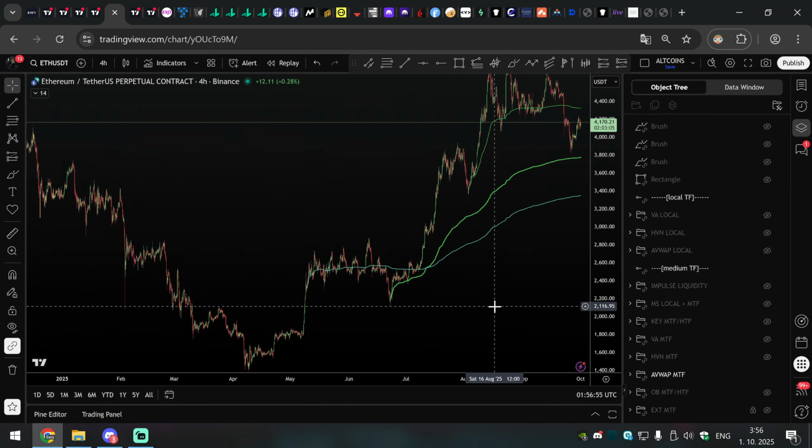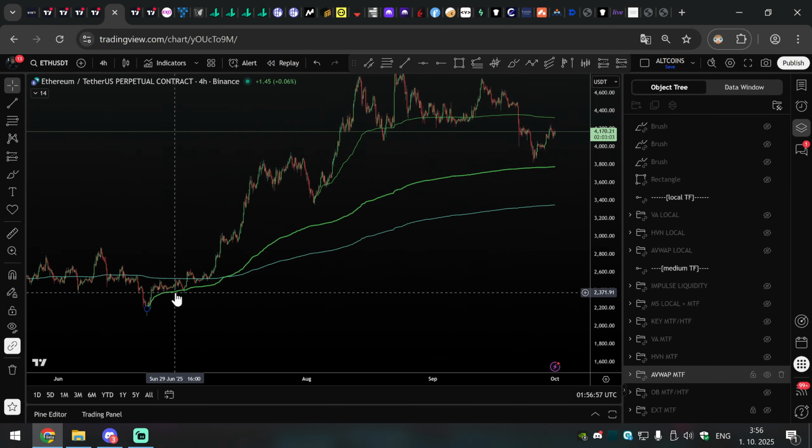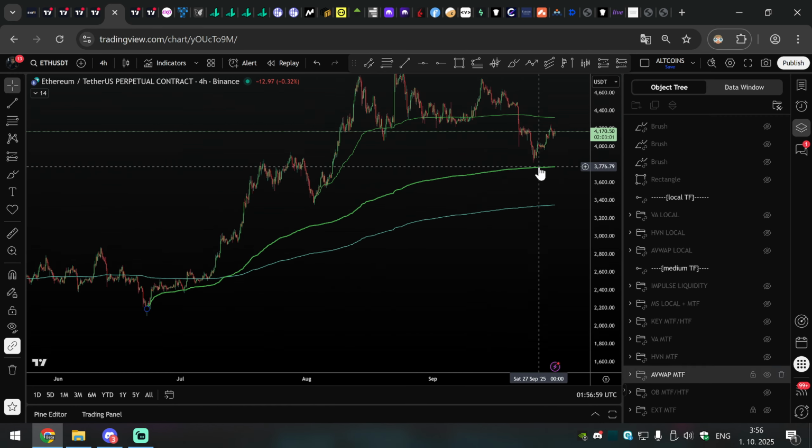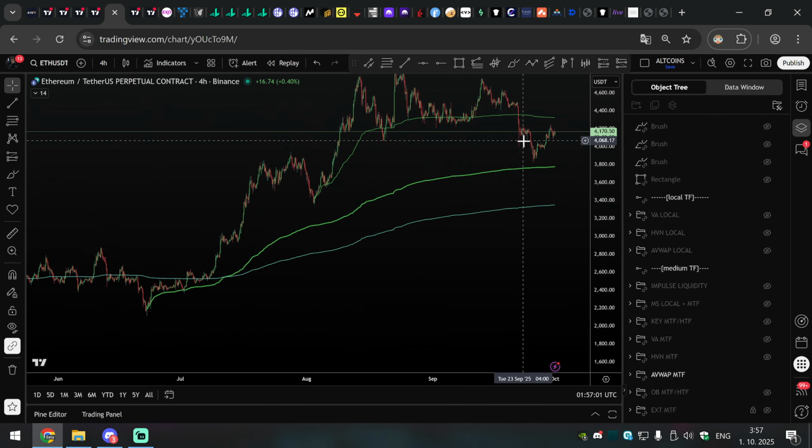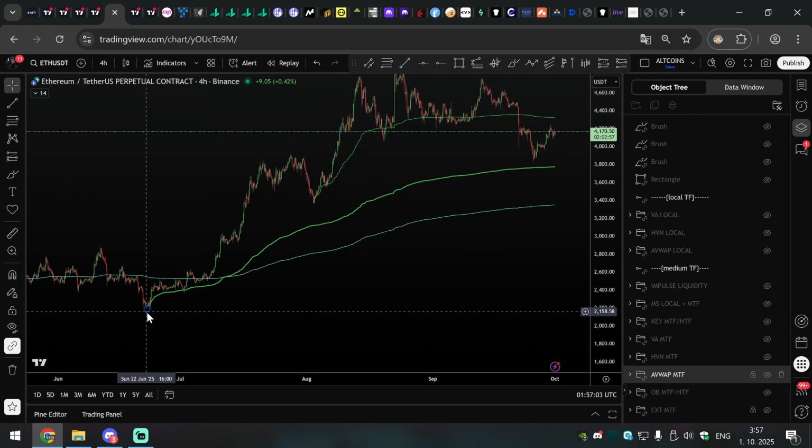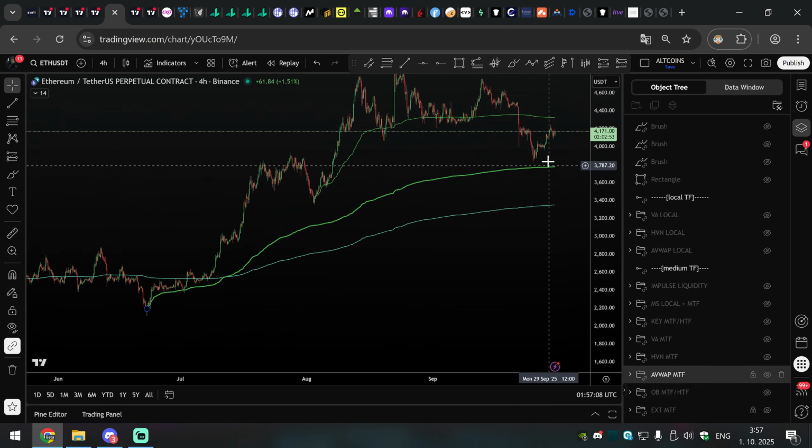And we've got the front run of that YVWAP. Very cheeky, but the front run happened. Many people missed the Ethereum boat, so they were watching this anchored YVWAP from the pre-Trump pump and got front run.